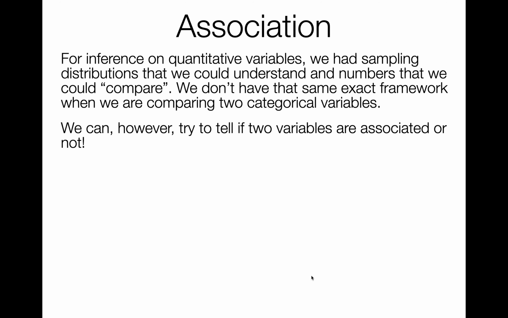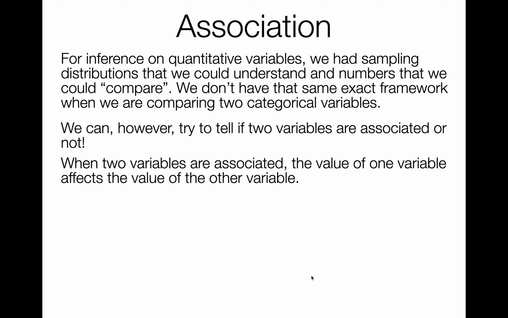So we can't tell if a categorical variable is a specific number, because that doesn't make sense. There's no average of brown, black, and blonde hair. We can't really tell an average of those. We can't give numbers associated with those other than the counts. But we can still make a meaningful statement about how the two are related or associated.